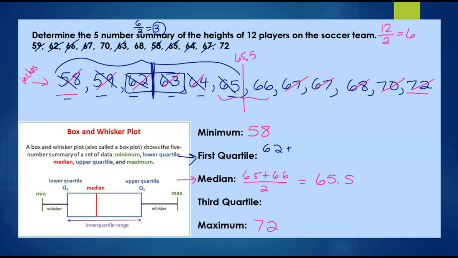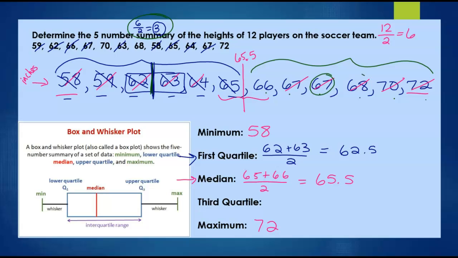So 62 plus 63 divided by 2 is really 62.5, which makes sense that that's the middle number in between there. The third quartile, I better be doing the same kind of thing as that first quartile. I've got 6 data points to the right, so I can do 6 divided by 2, which is 3. 1, 2, 3 from the left, 1, 2, 3 from the right. I've got a tie, so I'm going to do the average. 67 plus 68 divided by 2 is 67.5.